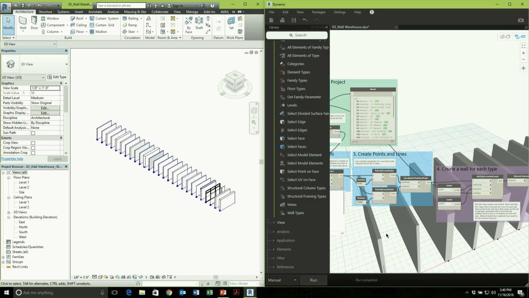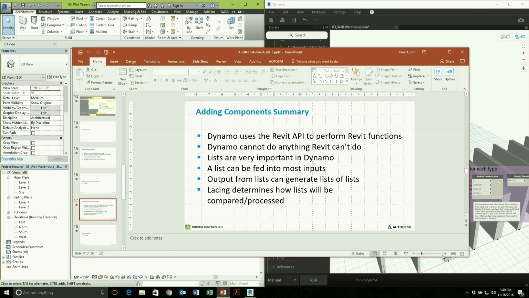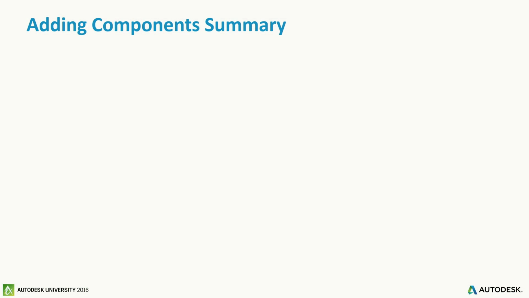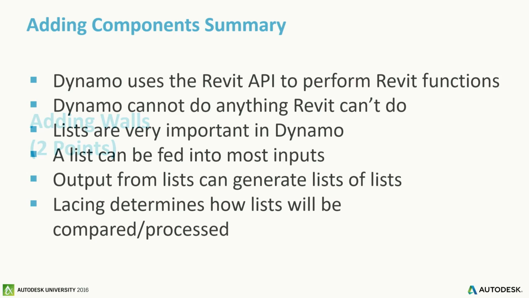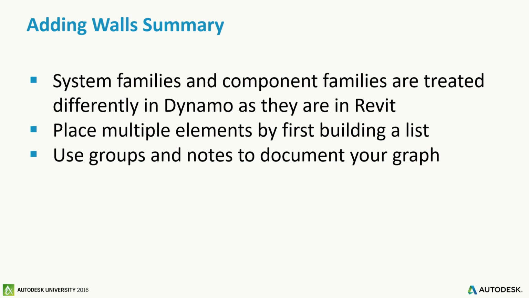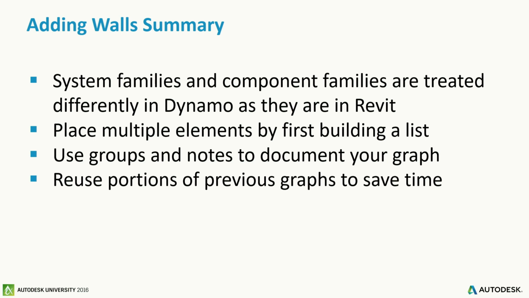Okay, so now let me come back over here. Let's summarize a couple of those things. And I already did this one, so yeah. Okay, so system families and component families are treated a little differently. You can build a list of the components from multiple elements, and then, of course, don't forget using groups and notes to document your graph, just so you remember what you did the last time.